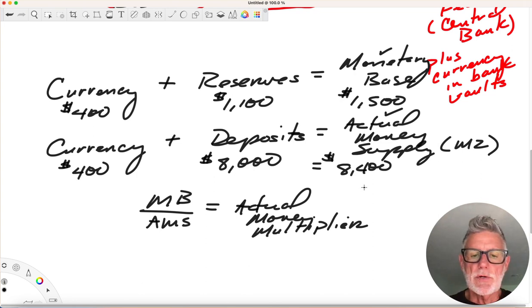I'm looking over here at my text just to check that I'm keeping the terminology constant. It's called different things by different people. So this is a fairly simple calculation. Just take the 8,400.